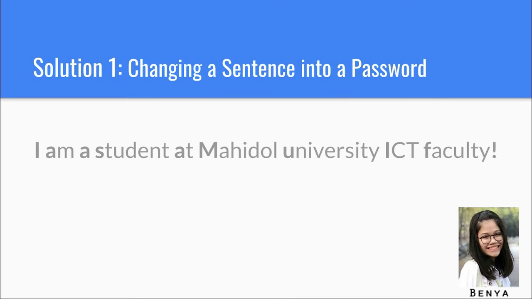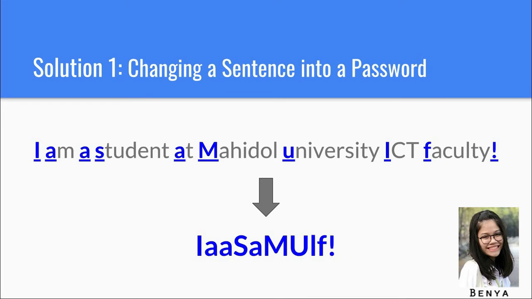For this example, if the user picks the sentence, I am a student at Mahidol University ICT faculty, the password might be IAASAMUIF. This is because the rule suggests that they should set the password by combining the first letter of each word in the sentence, and it also combines both lowercase and uppercase letters to create the password.